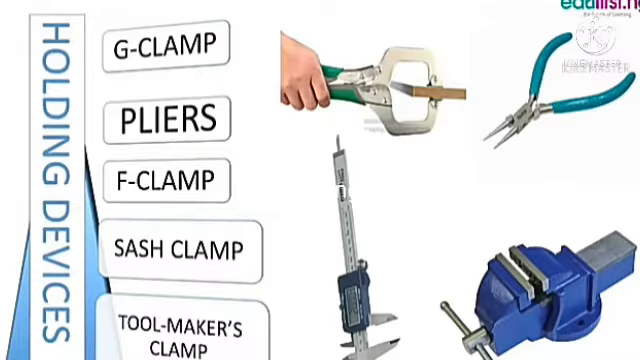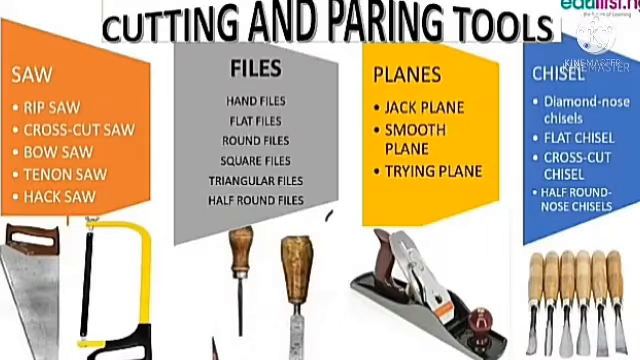The next group of tools that we'll be looking at used for woodwork are the cutting tools. These are tools used for cutting wood. We have saws, and we have different types of saws: the rip saw, cross-cut saw, bow saw, tension saw, hack saw. We also have files, planes and chisels. These are different examples of cutting tools.